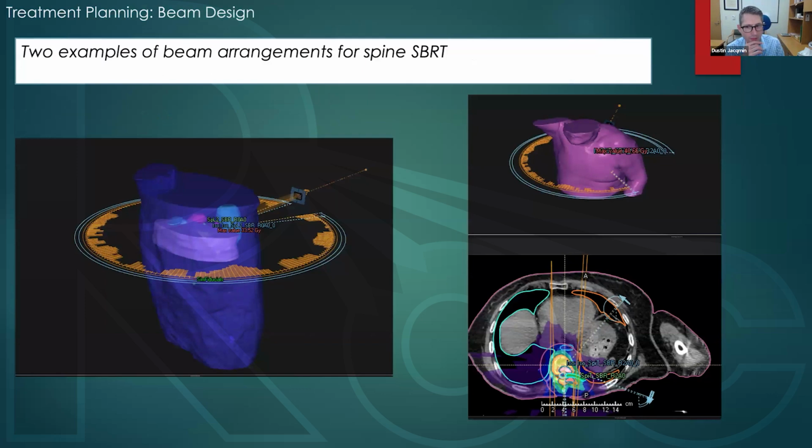Here's a couple examples of spine SBRT beam arrangements. On the left, you can see for L spine treatment, we have 3 arcs around the patient, almost full arcs. They just split at the back a little bit. Here, that patient had their arm down because of the surgery, so we chose not to treat through the arm. So we have 3 partial arcs going around the patient, avoiding the arm.